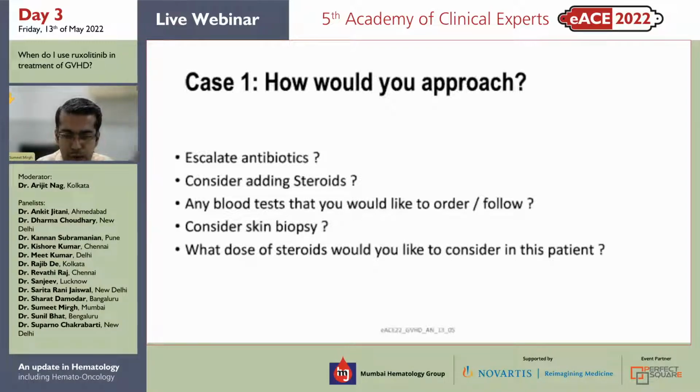I wanted to add that we should also do a chimerism at this time by VNTR to look at what the chimerism is, and if it's a full donor, then especially yes for skin GVHD and steroids.